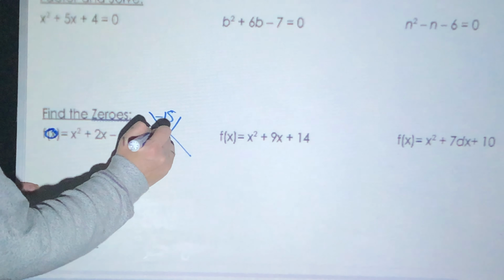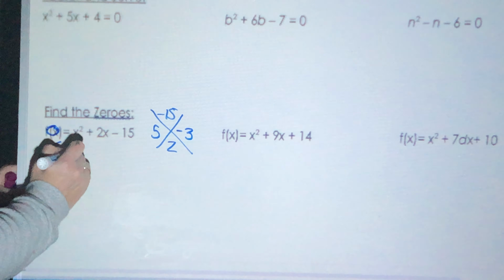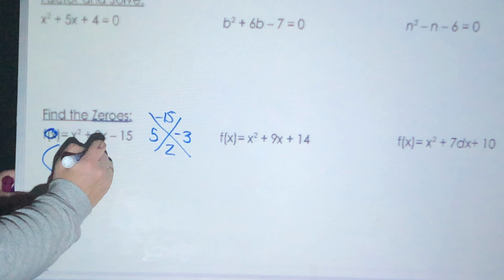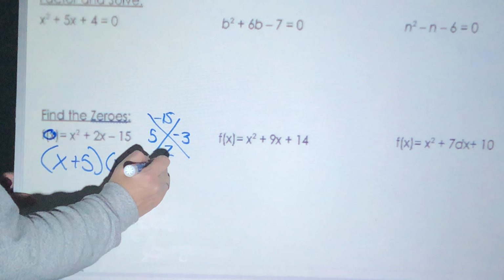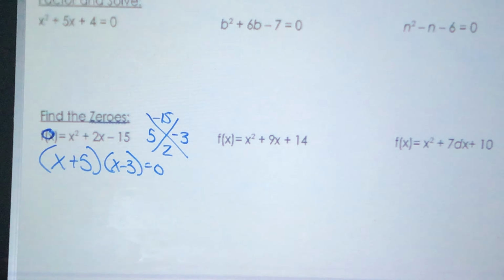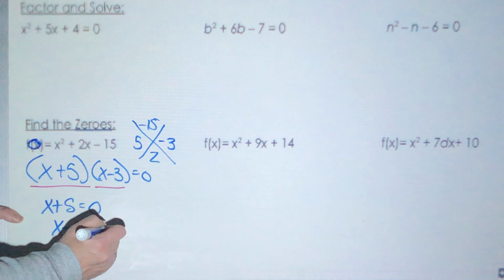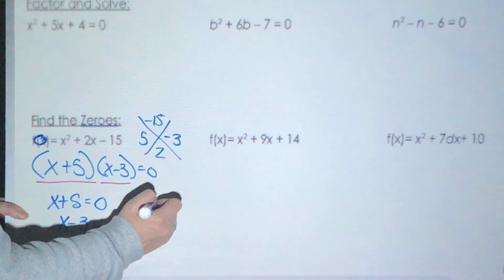And those numbers would be 5 and negative 3. So my parentheses would be x plus 5 and x minus 3. And so I know that either one of these two factors has to equal 0 for this to work. So x plus 5 equals 0, or x minus 3 equals 0. And if I solve these two one-step equations, I'm going to get negative 5 and positive 3 as my two possibilities.